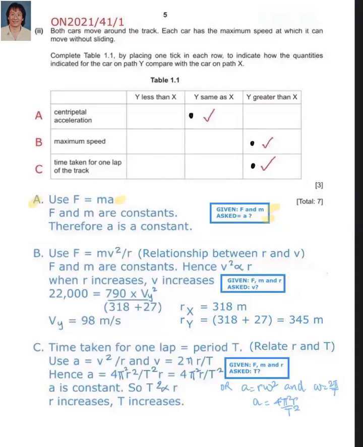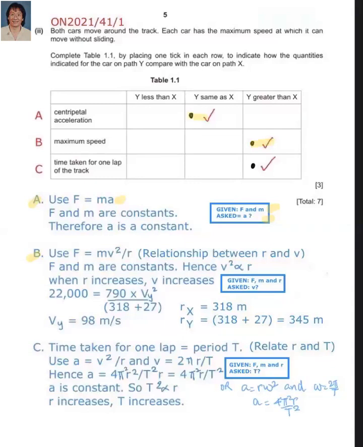Then for maximum speed, the formula uses mv squared over R. You're given F and M, and you want to find the relationship between the radius and the velocity. F and M are constant, hence your V squared is proportional to the radius R. So when R increases, your V also increases, which is why you put the tick here.